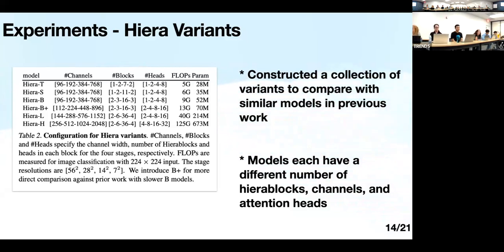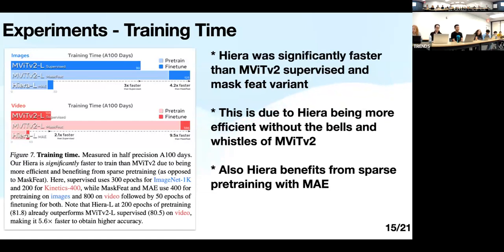And then they did this to compare with some of the previous work that they did. So I think they constructed these models to compare with some of their previous work with vision transformers. The training time for this model was significantly faster because it was trained with this MAE, masked autoencoder, and compared to the other variant, which is MaskFeat, it's a lot faster. And with the regular vision transformer, which has all the bells and whistles, the hierarchical vision transformer, the training time is much faster.